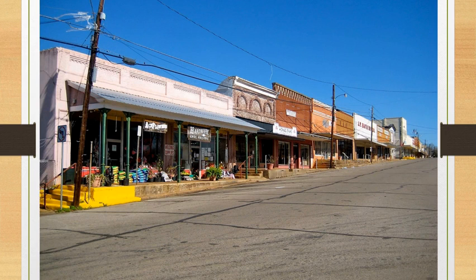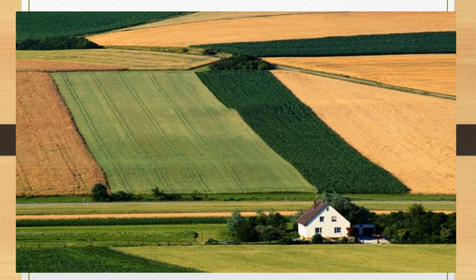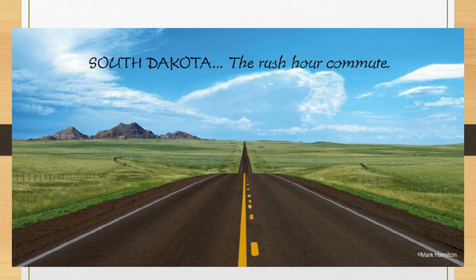Normally there may be a small town. There are farmers in rural communities. Here's an example of a home and land that is formed around a rural community. This is a picture from South Dakota showing rush hour. There is not very much traffic in a rural community.